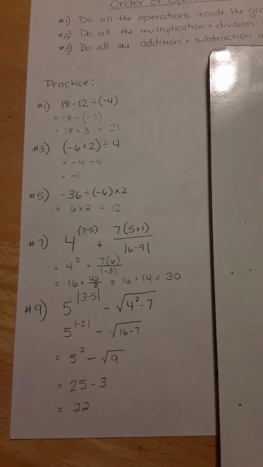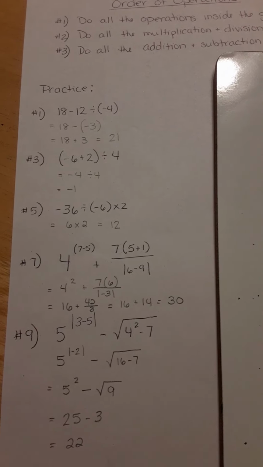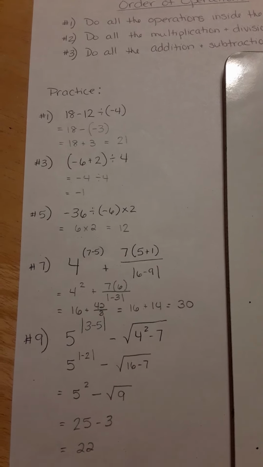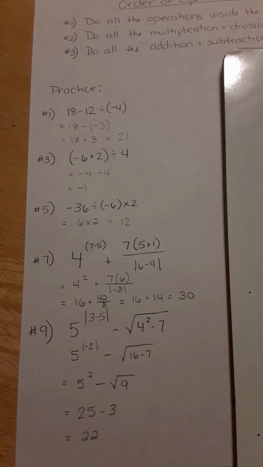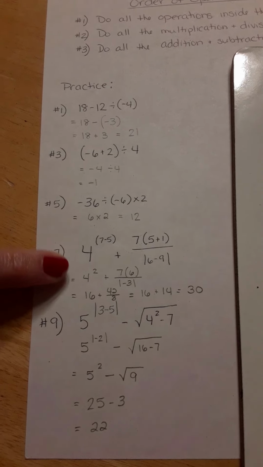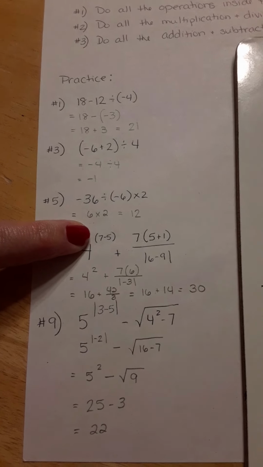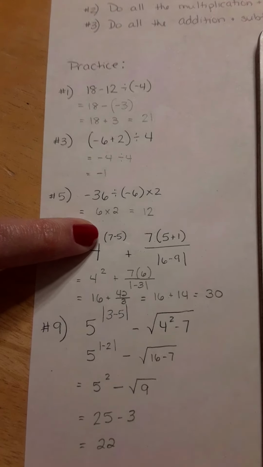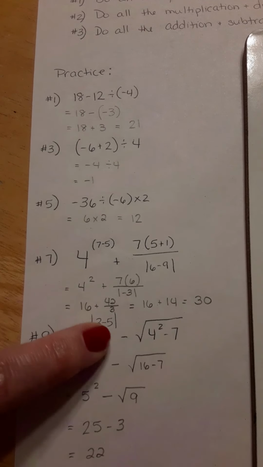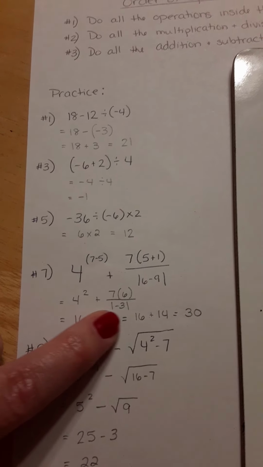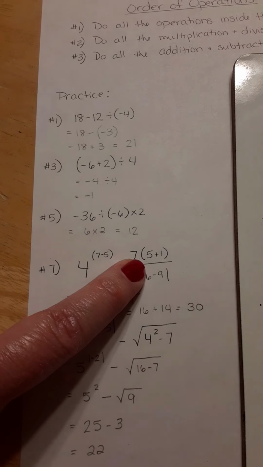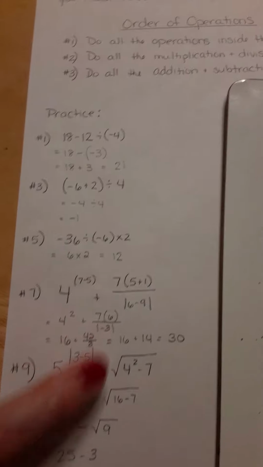Now we're going to look at problem 7. Problem 7 puts a lot more stuff together, and so we need to take it step by step. So our first thing is our grouping. So I have to do my parentheses here. So I need to find out what my exponent here is going to be. It's in parentheses, so 7 minus 5 is 2. Okay, then I'm going to work with what's over on this side, and I've got to do parentheses here. So 5 plus 1 is 6.